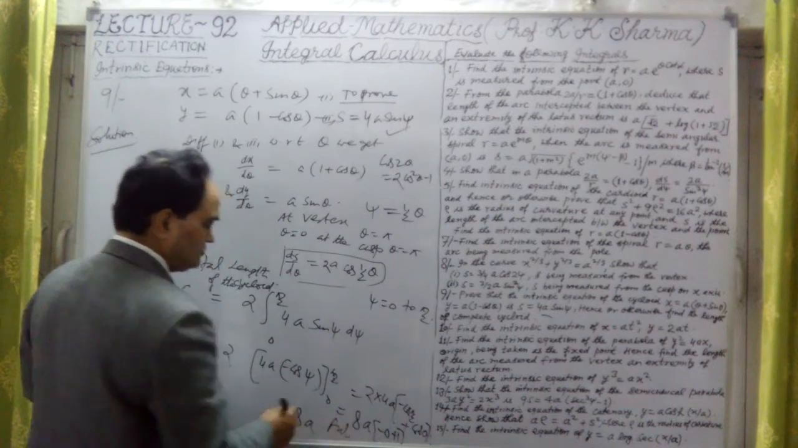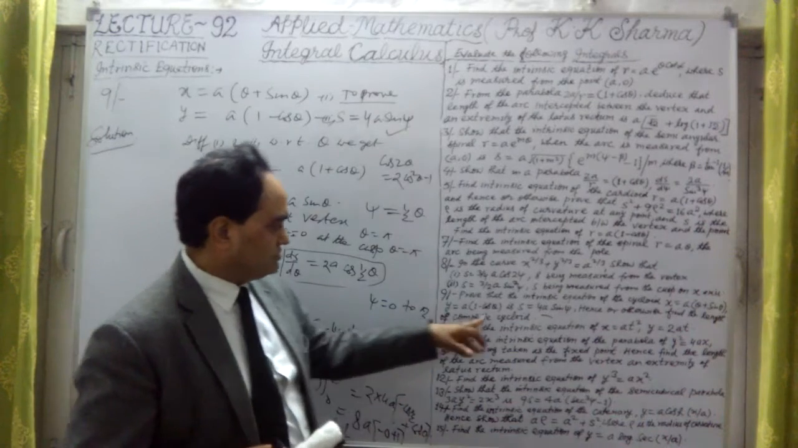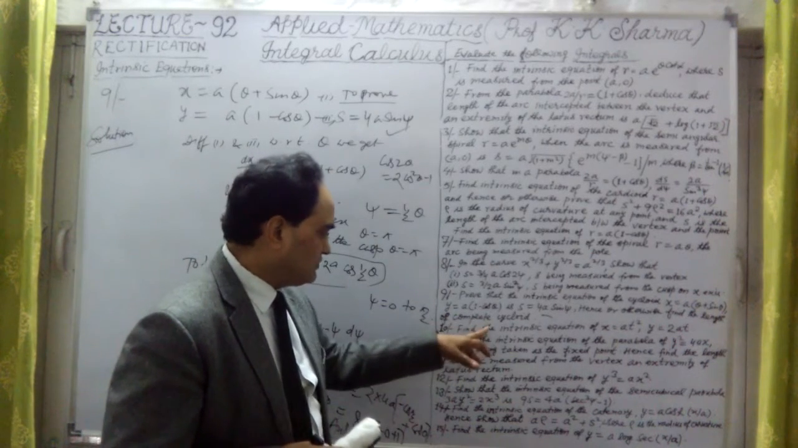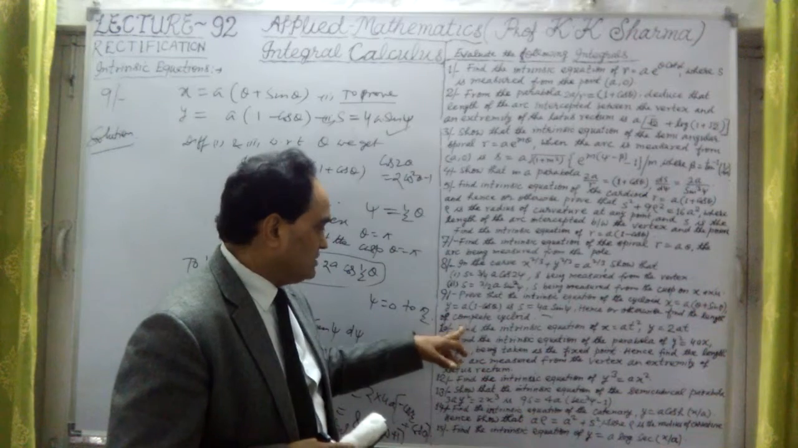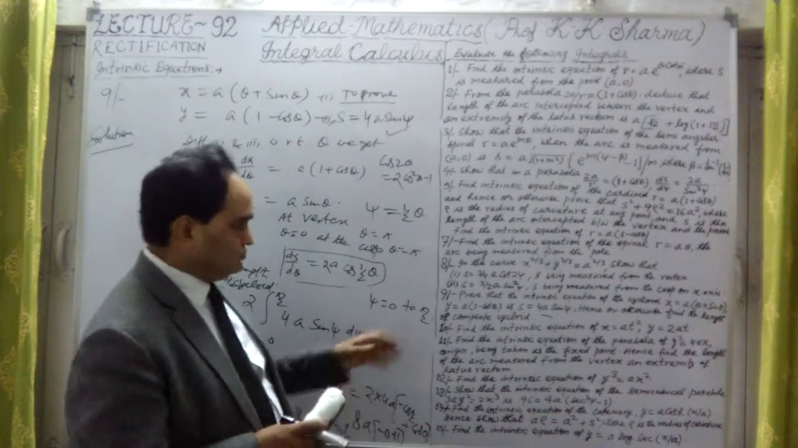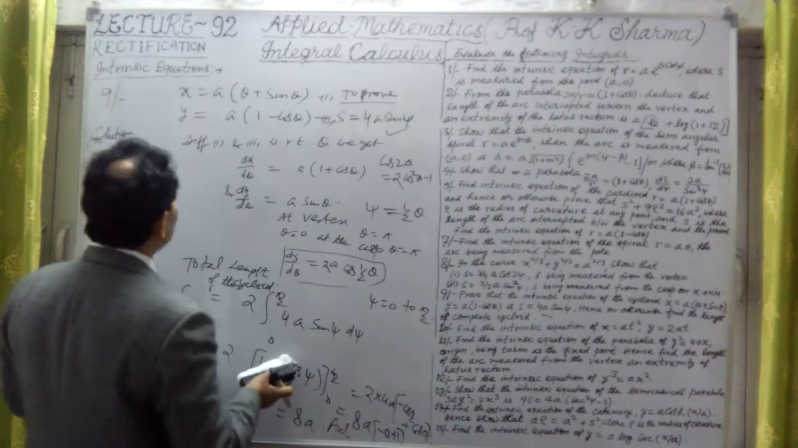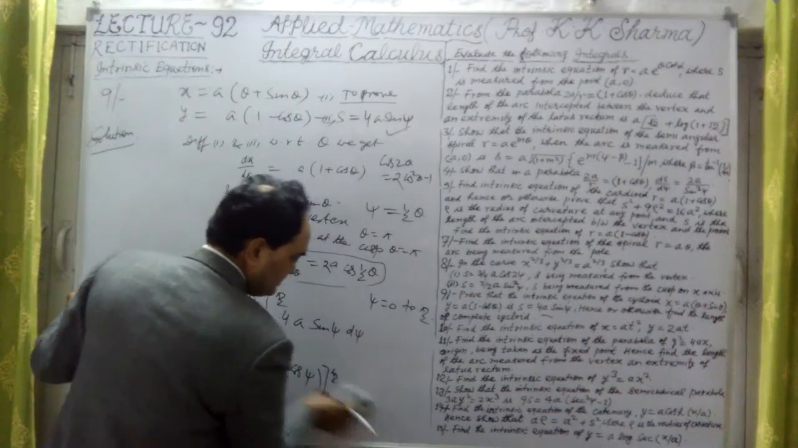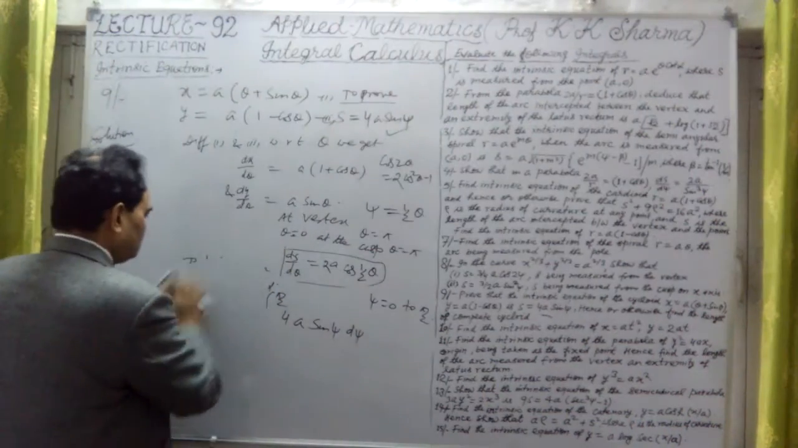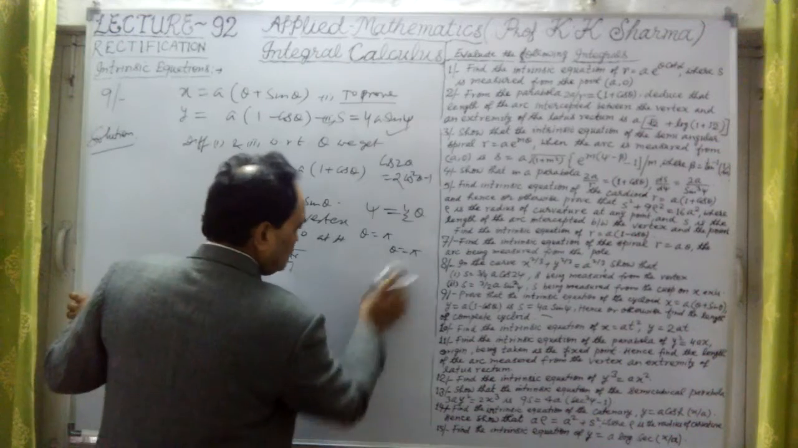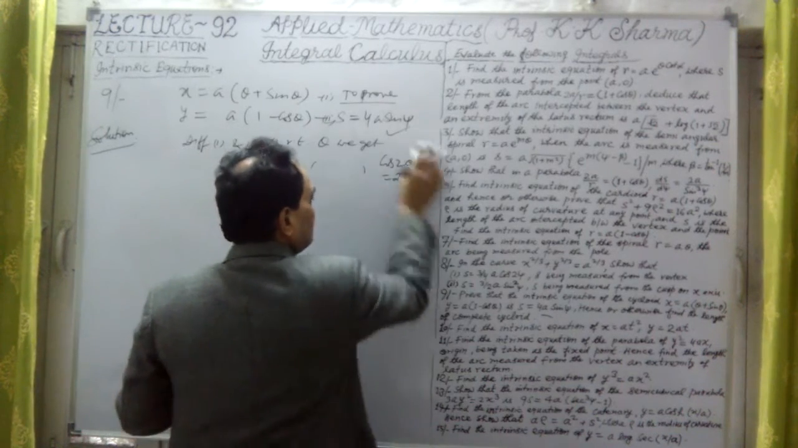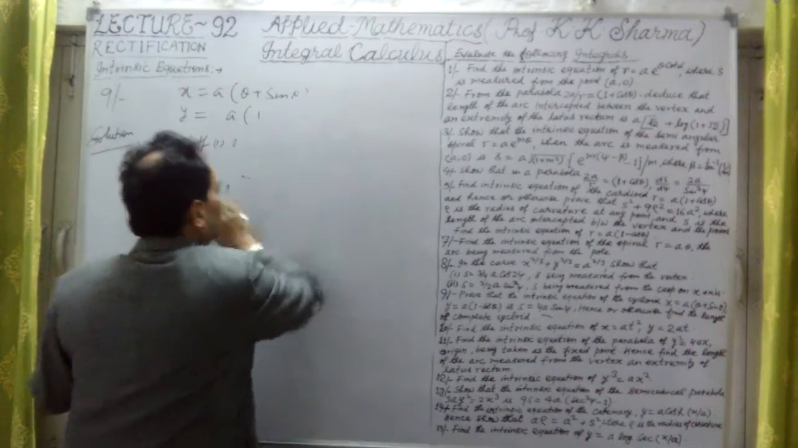The second answer which we have to calculate in question number 9, what is the total length? Find the length of the complete cycloid. So that is the question. Now the 9th question is finally completed. Now let me take question number 10. Now what kind of question is number 10? Let me check.